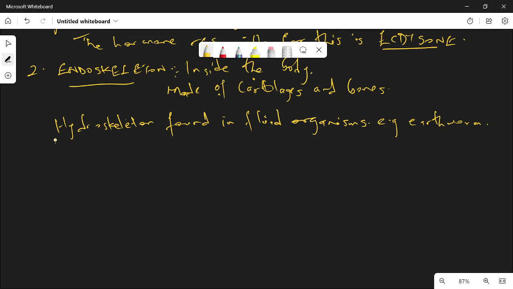So that took us to talk about cartilages, and when we talked about the types of cartilages, we said that we have the hyaline cartilage.